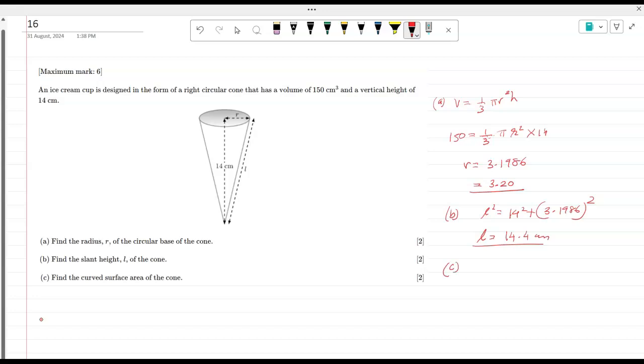The curved surface area? What's the formula? Pi r L. Yeah, very good. So here you have to take all the digits: 3.1986 and 14.360. That gives 144.299. So 144. That's the curved surface area.